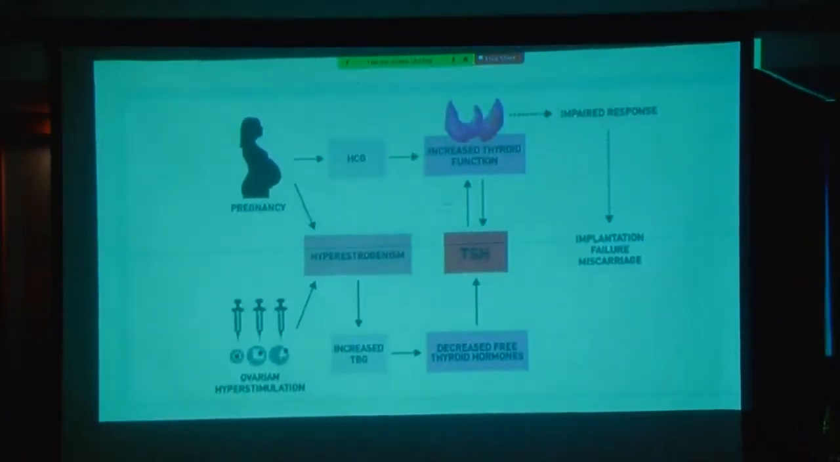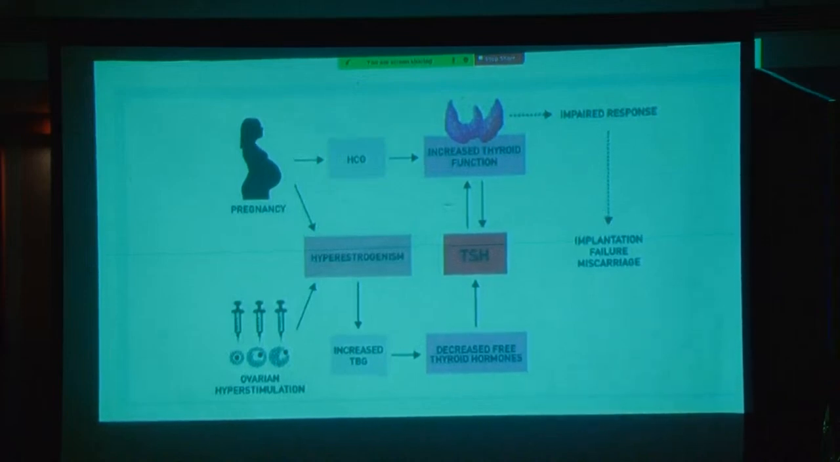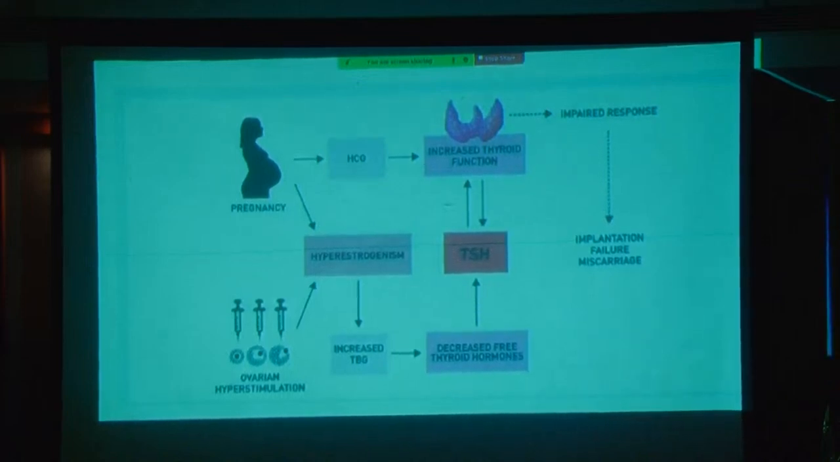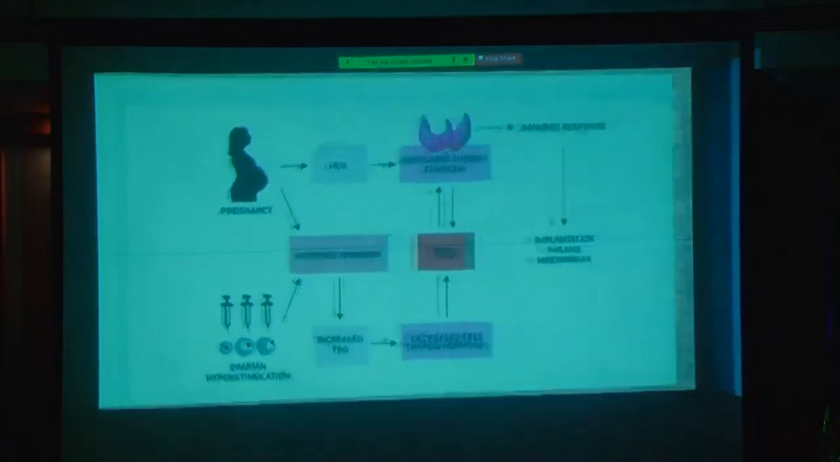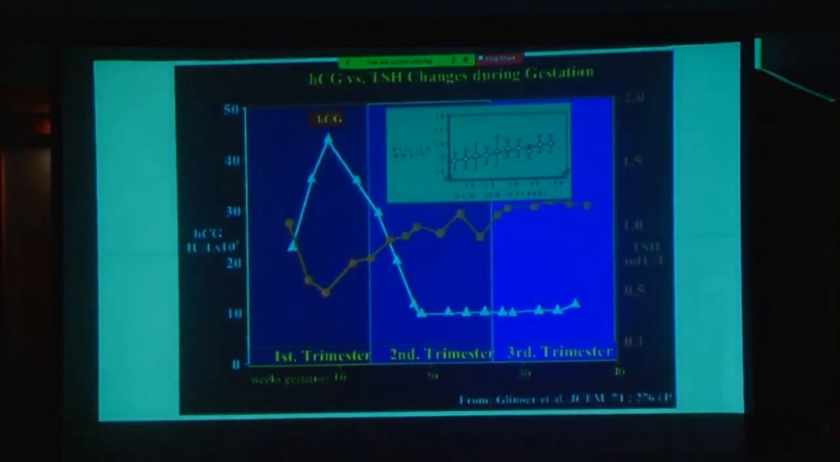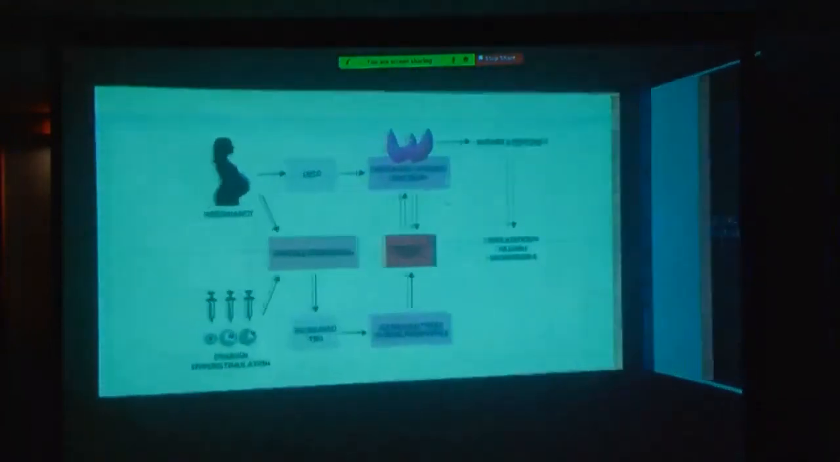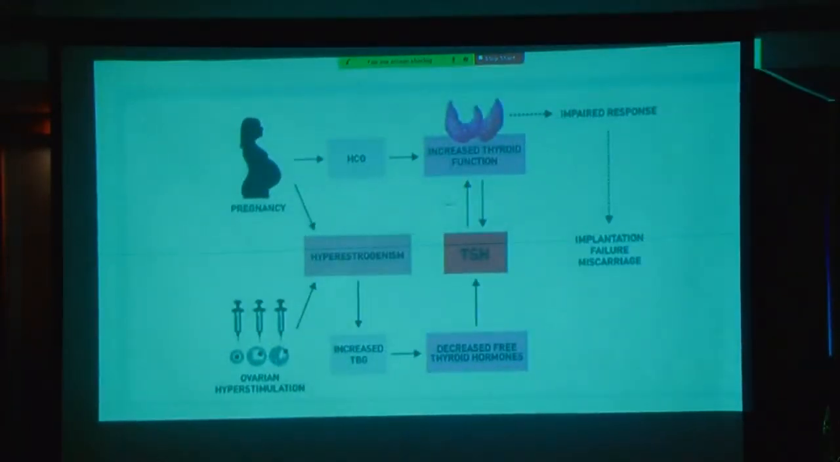So the HCG will increase the thyroid function. When the thyroid T3 and T4 are elevated, TSH naturally comes down. That is the one thing. Then hyperestrogenism, there are increased thyroid binding globulins. Okay.